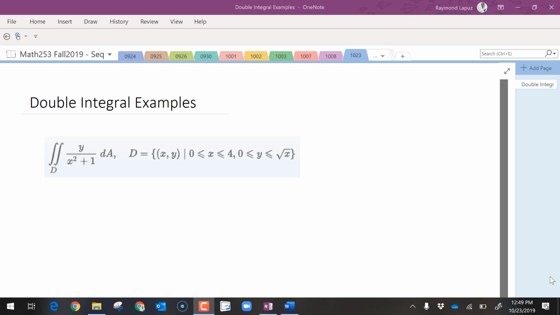We have a double integral over the domain D. Sometimes they use R, sometimes they use D. And they describe D as a region in 2 dimensions as x values going from 0 to 4 and y values going from 0 to square root of x. And so it would be good practice, I think, for you to be able to look at the domain and try to draw the domain.